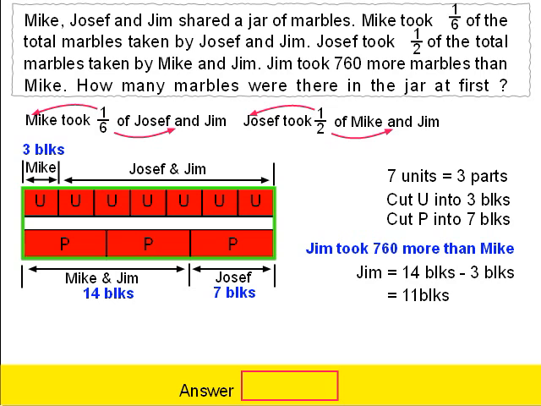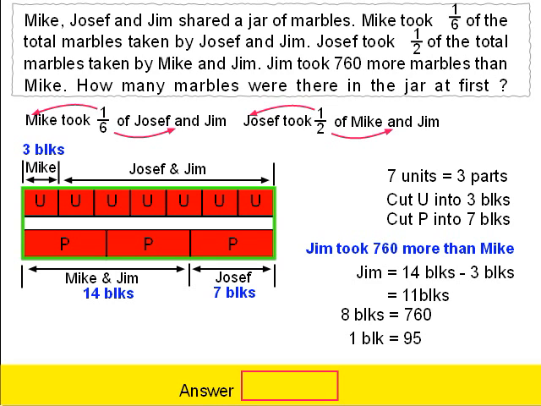And we're told that Jim took 760 more than Mike. So we compare Jim's blocks to Mike's blocks. 11 minus 3 will give us 8. So the difference of 8 blocks is equal to 760 marbles. And when we take 760 divided by 8, that will give us 95. So 1 block represents 95 marbles.